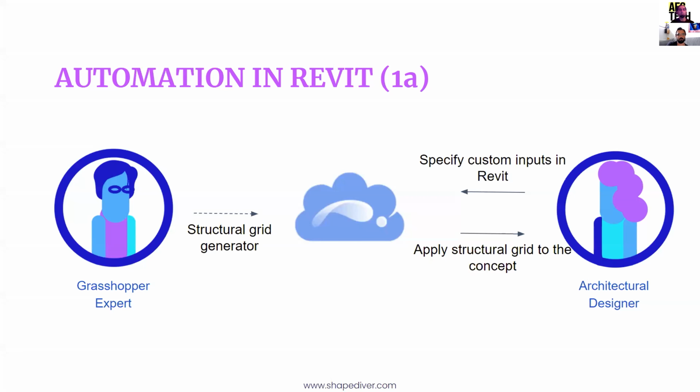So I wrote down a few examples of use cases that could make sense with this type of tool. There are a lot of tasks that are cumbersome to do in Revit and can easily be automated with a step in Grasshopper. If we talk about a structural grid, for example, we can have a generic structural grid generator, which can cover simple cases, and let someone from a client inside Revit specify inputs in Revit and apply a structural grid to the concept.